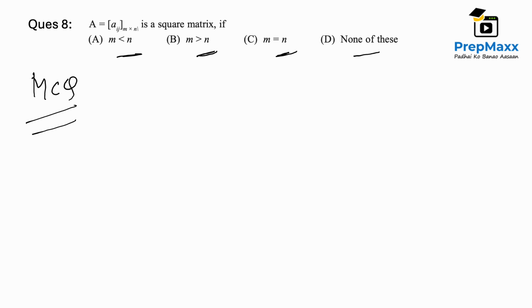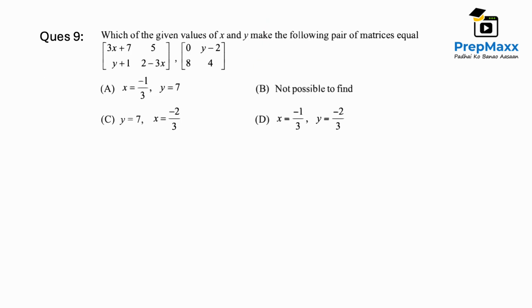So we know that for a square matrix, the number of rows and number of columns must be equal. So the correct answer is C. Let's proceed to the next question. Now we have question number 9.